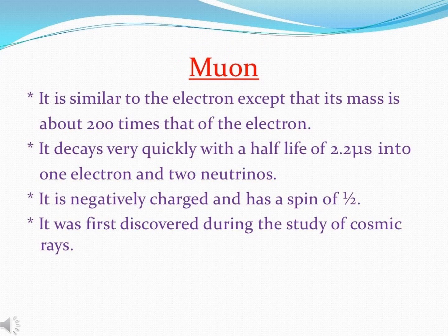So next about muon. So muon is similar to the electron except that its mass is about 200 times that of electron. It decays very quickly with a half-life of 2.2 microseconds into one electron and 2 neutrinos. So it is negatively charged and has a spin of 1/2. It was first discovered during the study of cosmic rays.